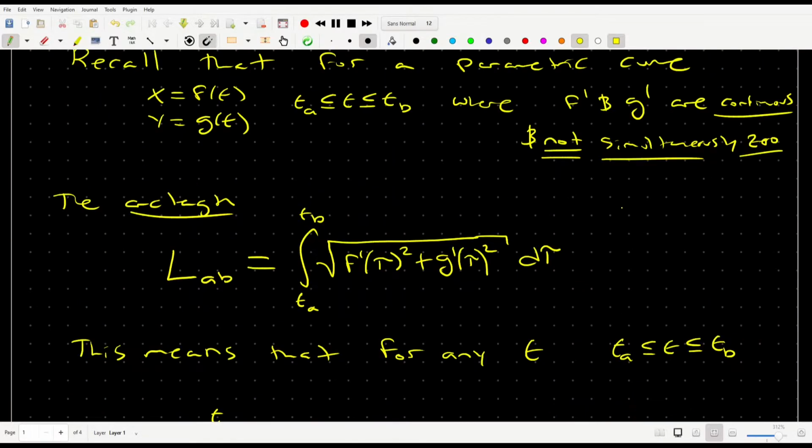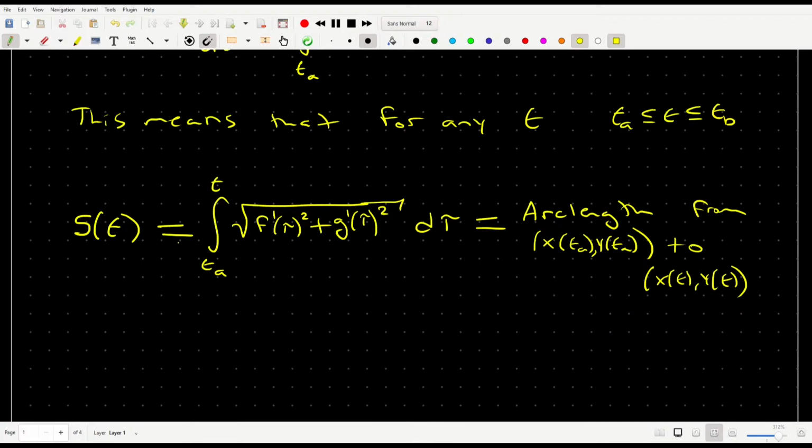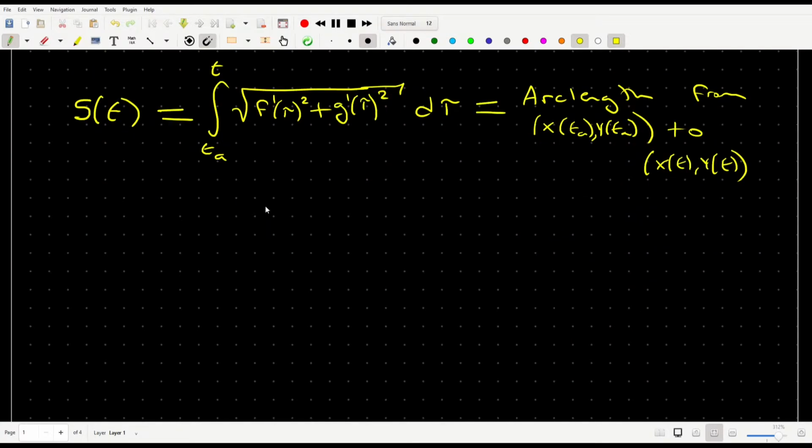But as long as f prime and g prime are not simultaneously zero, this thing is always going to be positive, so this is actually always going to be an invertible function because arc length is always going to be increasing. So this is a very neat thing that we have. And we also have a direct relationship now between the derivative of this and the integrand right here.